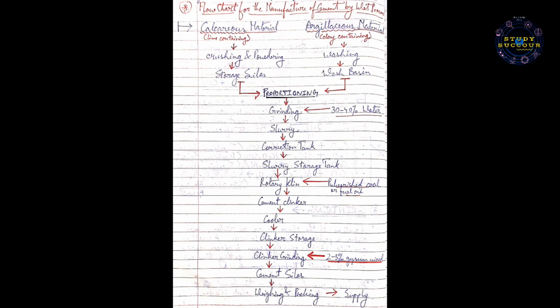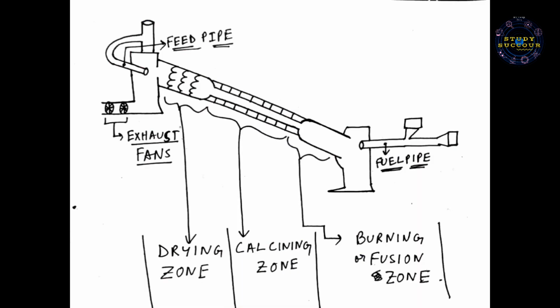After the processes of the three zones of the rotary kiln, clinker is produced. Then the cement clinker is cooled using coolers and sent to clinker storage. From the clinker storage, this clinker is ground with the addition of 2 to 3% gypsum. Then the ready cement is sent to storage silos again, after which it is weighed and packed for supply.